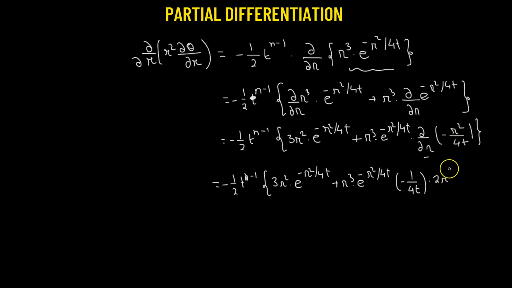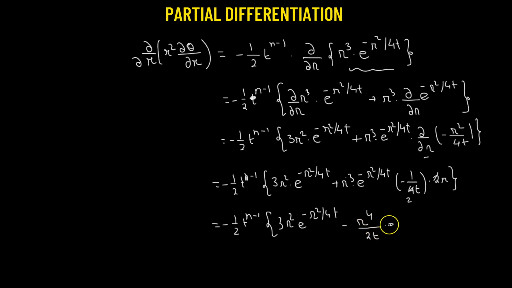Now that's simply 2 times r, which now gives us negative half times t raised to the power of n minus 1 multiplied to 3r squared times e raised to the power of negative r squared over 4t. So here we have 2 times 2, which is 4. So this r and this r will get multiplied. So we also have a negative sign here. So we have negative r raised to the power of 4 divided by 2t. This is multiplied to e raised to the power of negative r squared over 4t. So this is the expression.